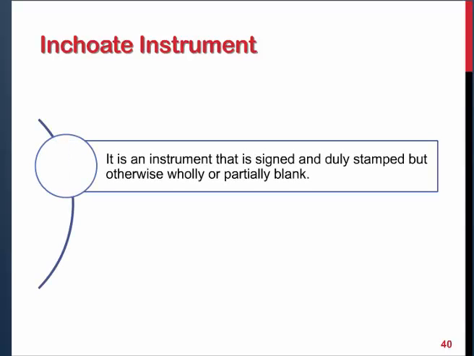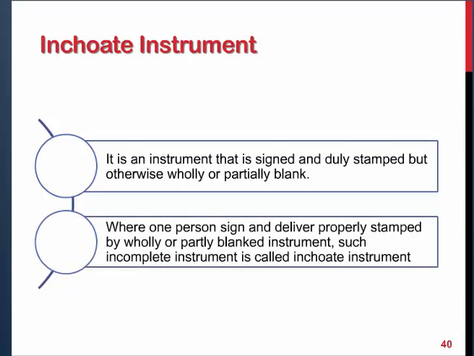Inchoate instrument. It is an instrument that is signed and duly stamped, but otherwise wholly or partially blank. When one person signs and delivers a properly stamped but wholly or partly blank instrument, such an incomplete instrument is called an inchoate instrument. He thereby gives prima facie authority to the holder to make or complete the instrument for any amount specified therein.